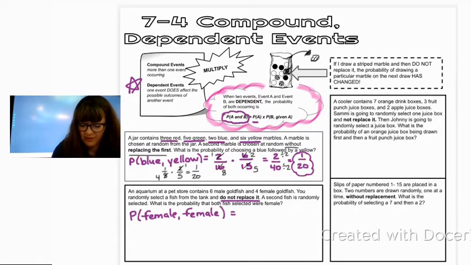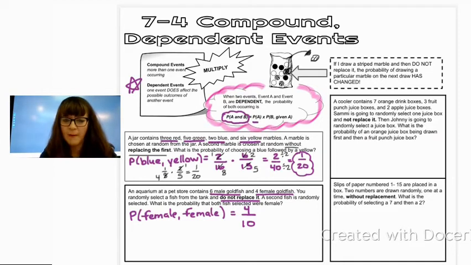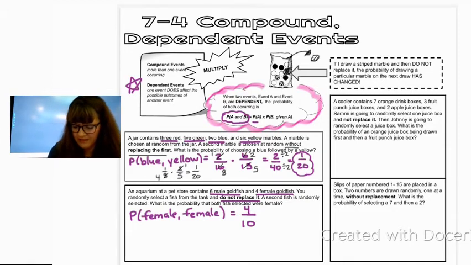And we don't replace the first fish. So on the first selection, there were 6 male goldfish and 4 female goldfish. That's a total of 10 fish, and 4 of them were female. So on the first selection, the probability of selecting a female is 4 out of 10.